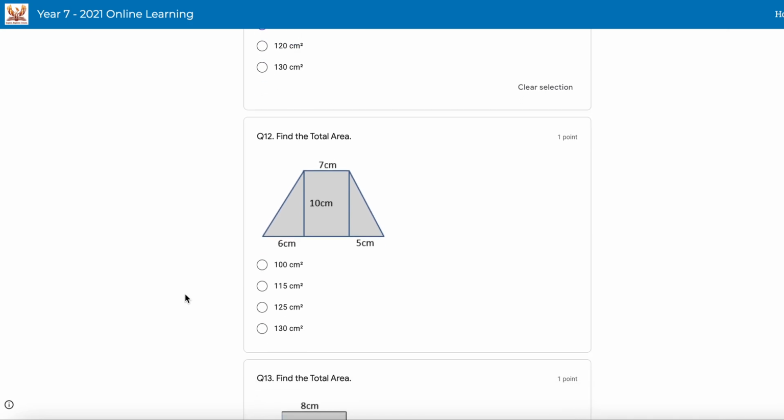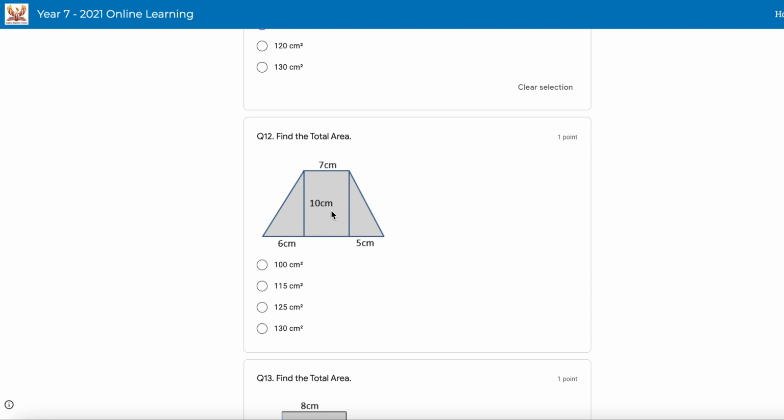Okay, question 12, find the total area. So this shape is a new shape. We haven't seen it before, but we can see that it's made up of 3 composite shapes this time. So we're going to have to find 3 different areas and then add them together. So let's start with a rectangle, nice and easy. The area of the rectangle is just the length times the width, so 7 times 10. So the area of the rectangle is just going to be 70 square centimetres.